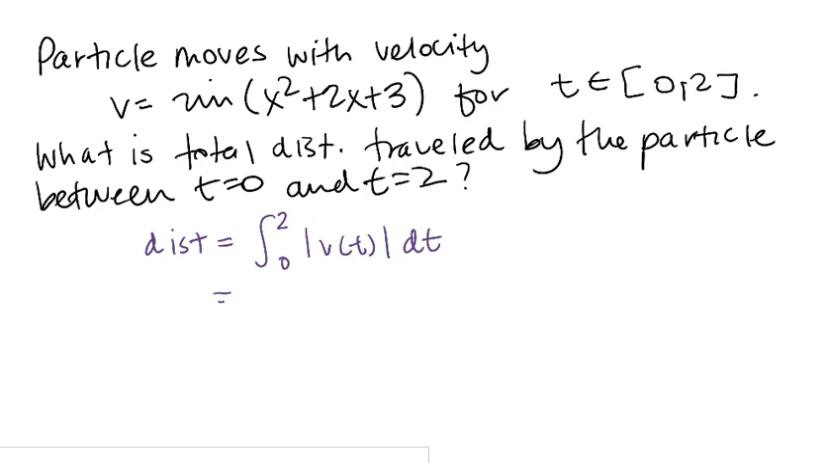Okay, well, that's the same as the integral from 0 to 2 of the absolute value of sine of, well, whoops, that should have been a t, right? I can fix that. T squared, 2t, and 3. Now, the sine of t squared plus 2t plus 3 is something that I can already tell you doesn't have a closed form antiderivative. And the absolute value of that is just even more hopeless. So what we're going to do is pull out our TI-84.